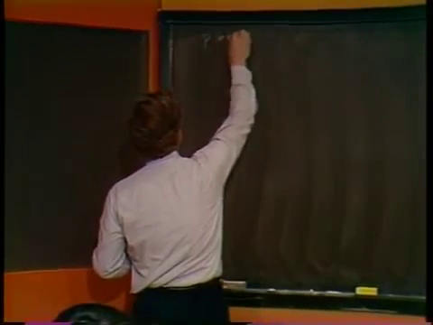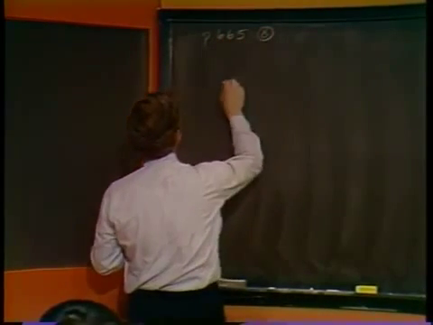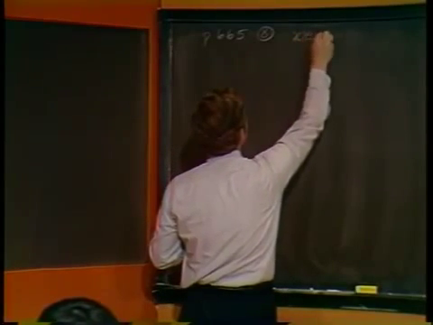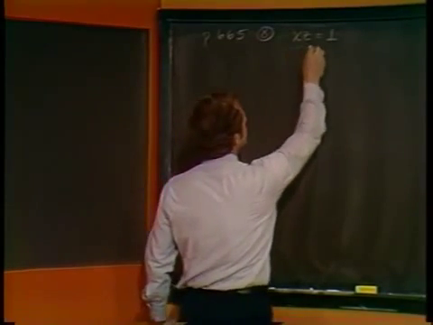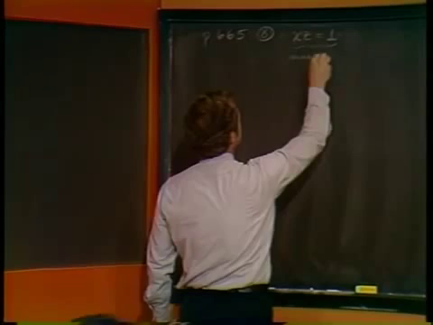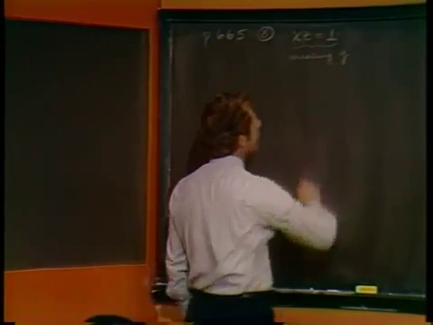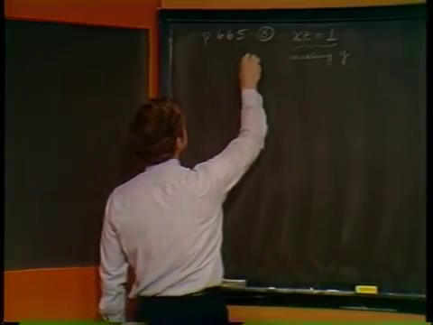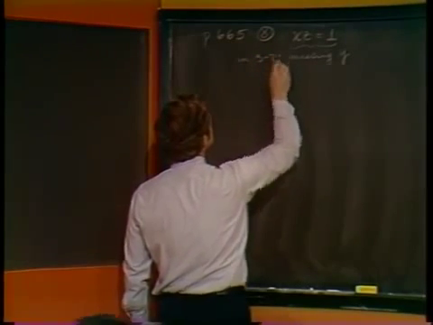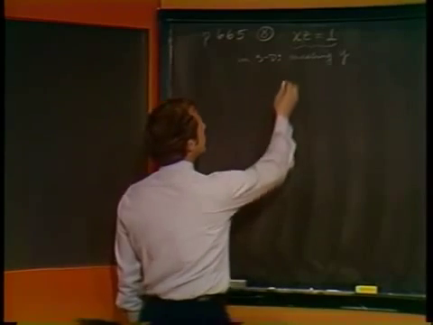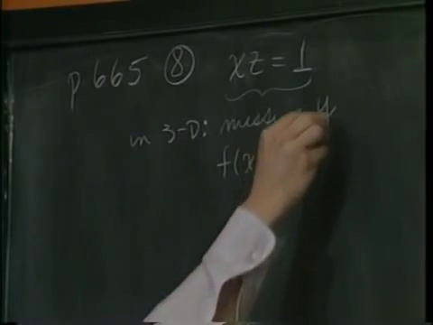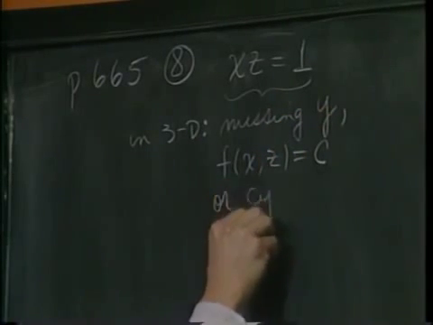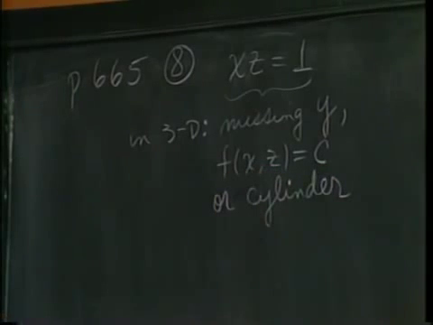On page 665, problem 8 said to sketch that particular equation. And again, I warn you that when you look at this thing, you ought to notice that this is a problem with a missing variable in 3 space. You're missing the y variable, and this falls into the classification of a function of x and z equaling a constant, and that turns out to be what we call a cylinder. Not your old right circular cylinder, but a cylindrical surface.